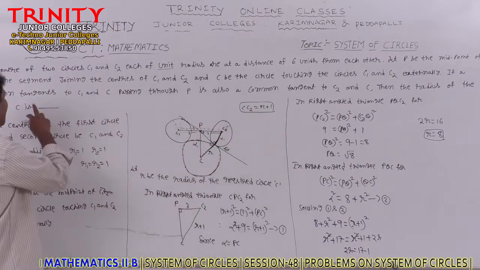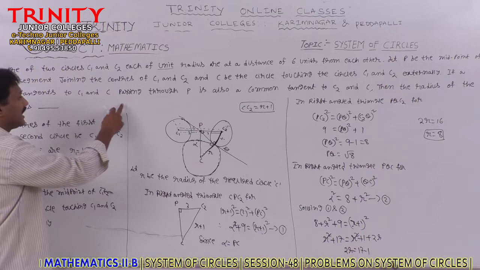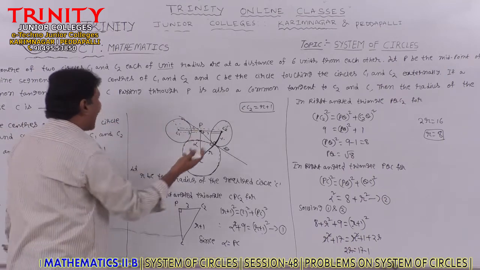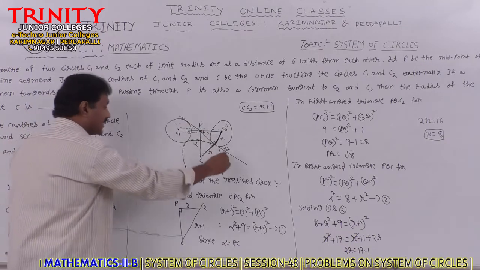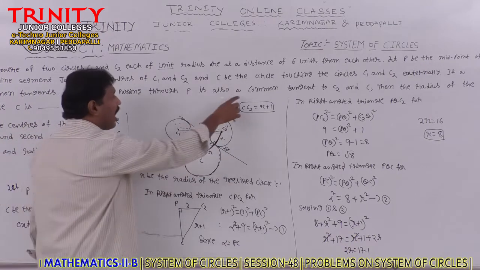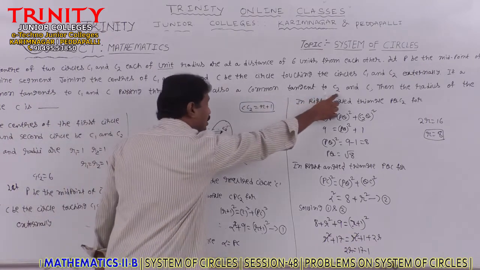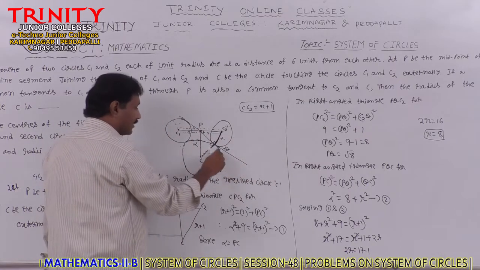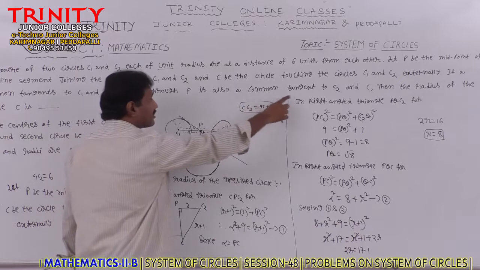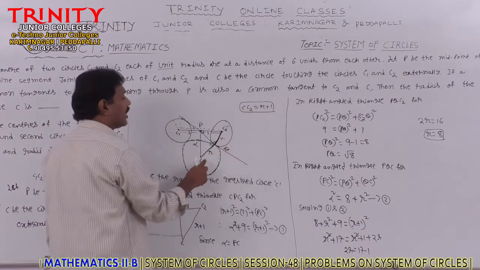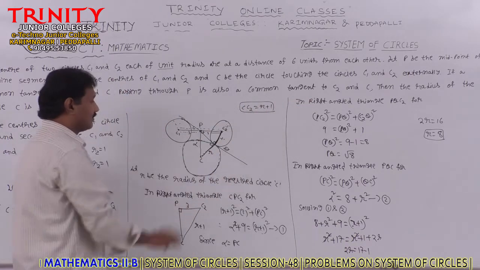Here is an extra property. There is a common tangent to C1 and C passing through the point P. Actually it is a common tangent of C1 and C like this, passing through P, but it has an extra property. It is also a common tangent to C2, because it is also a common tangent of C2 and C also. Then we find the radius of the required circle.